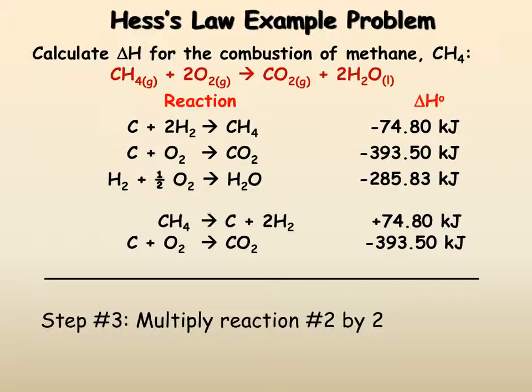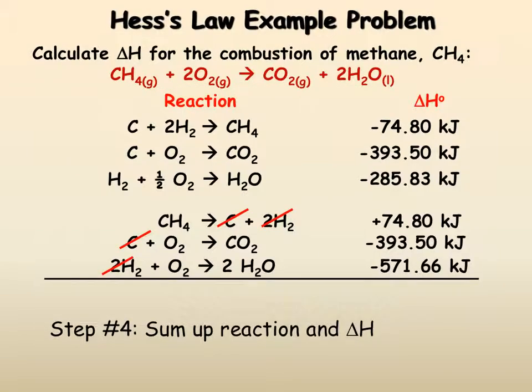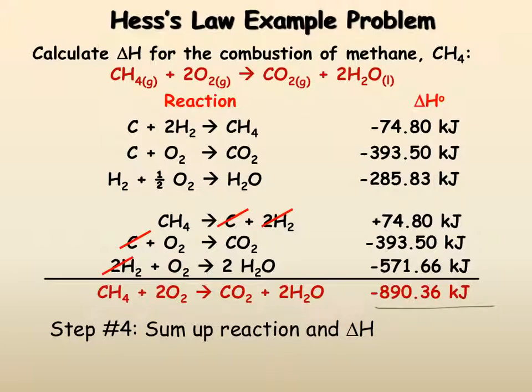So when you do that, right, you get these numbers. And then you're going to be able to see that certain things will cancel out. The carbons cancel, okay? The two hydrogens cancel, and then everything else combines to make a reaction up here, okay? Once you have everything combined, you just take your numbers over here, add them together. So positive 74.8, negative 393.5, negative 571.66, and it gives you this amount of energy. This is one way you can apply a Hess's law problem.